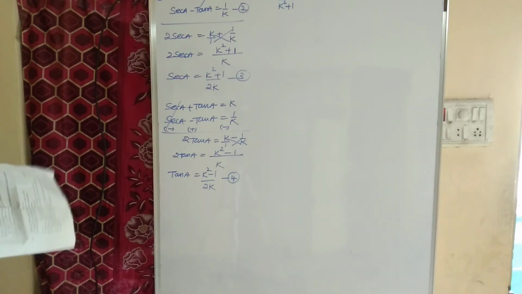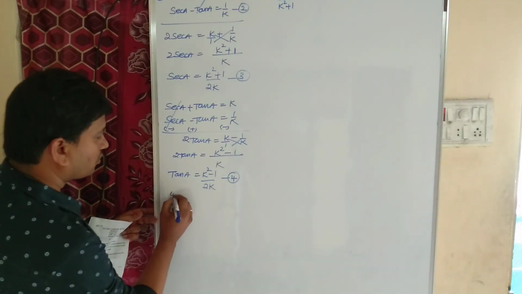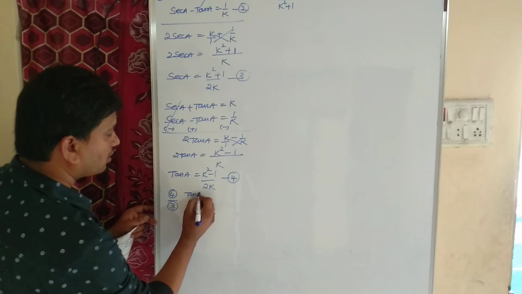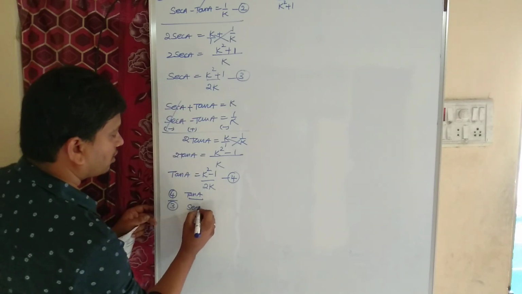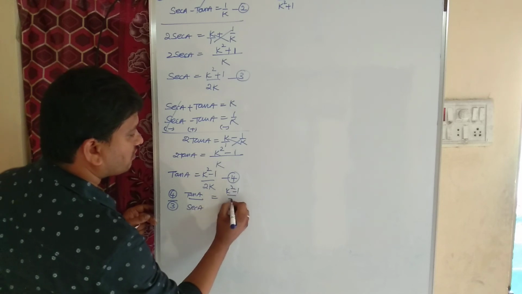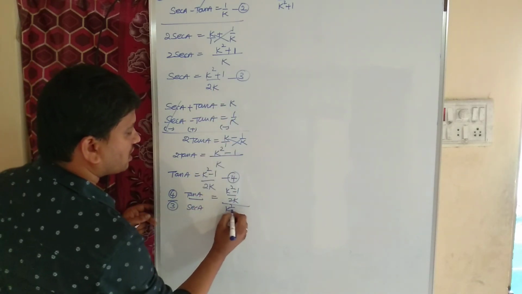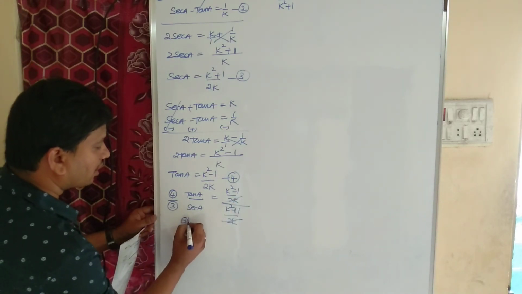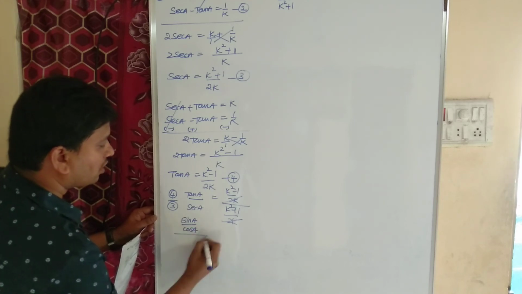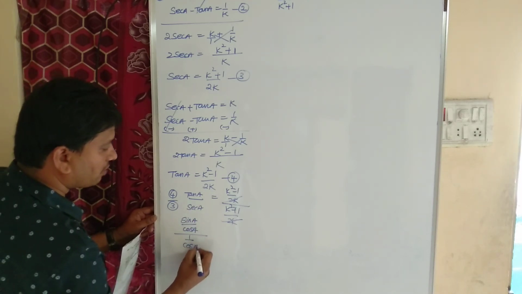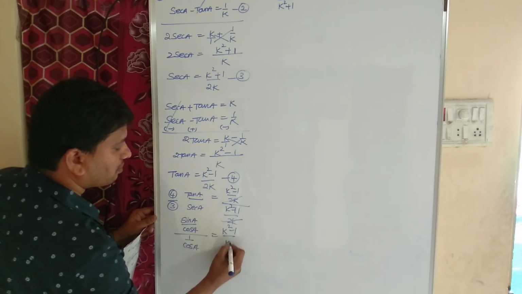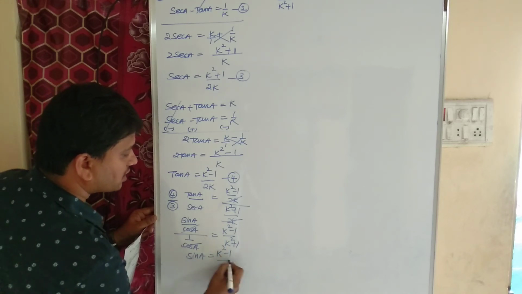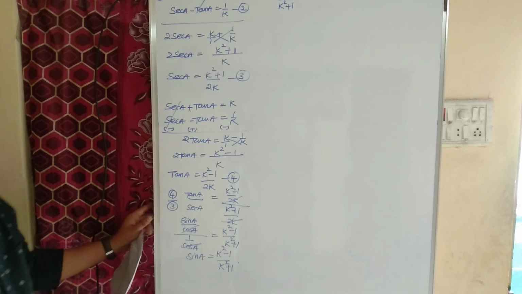Now divide equation number 4 by equation number 3. Equation number 4, left hand side is tan a, equation number 3, left hand side is sec a, equal to, right hand side is k square minus 1 by 2k over k square plus 1 by 2k. 2k cancel. Tan a I can write as sin a by cos a, and sec a I can write as 1 by cos a, equal to k square minus 1 by k square plus 1. Cos cancel. So what is sin a, children? Sin a is k square minus 1 by k square plus 1.